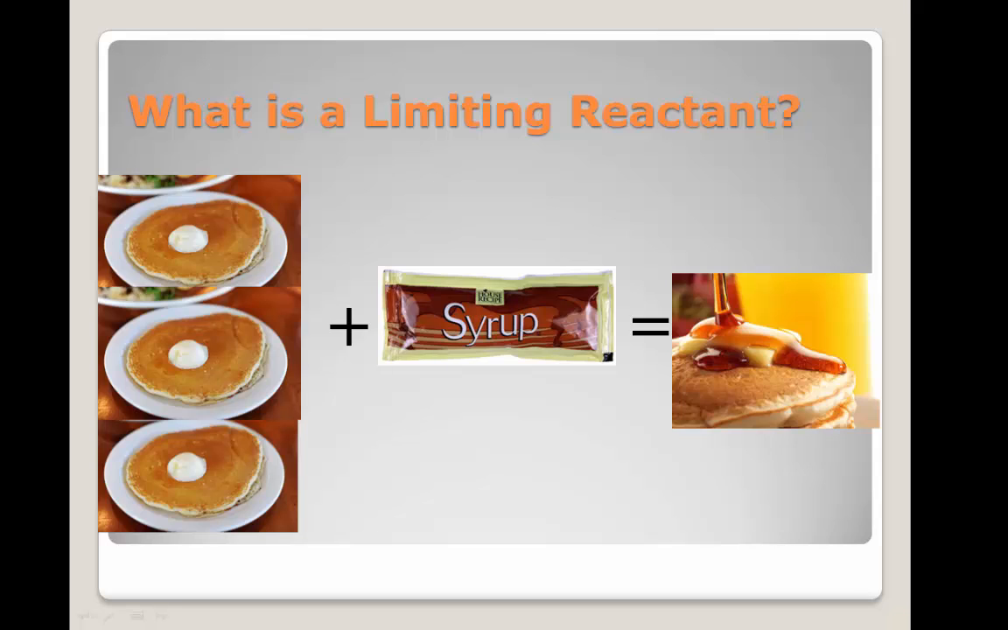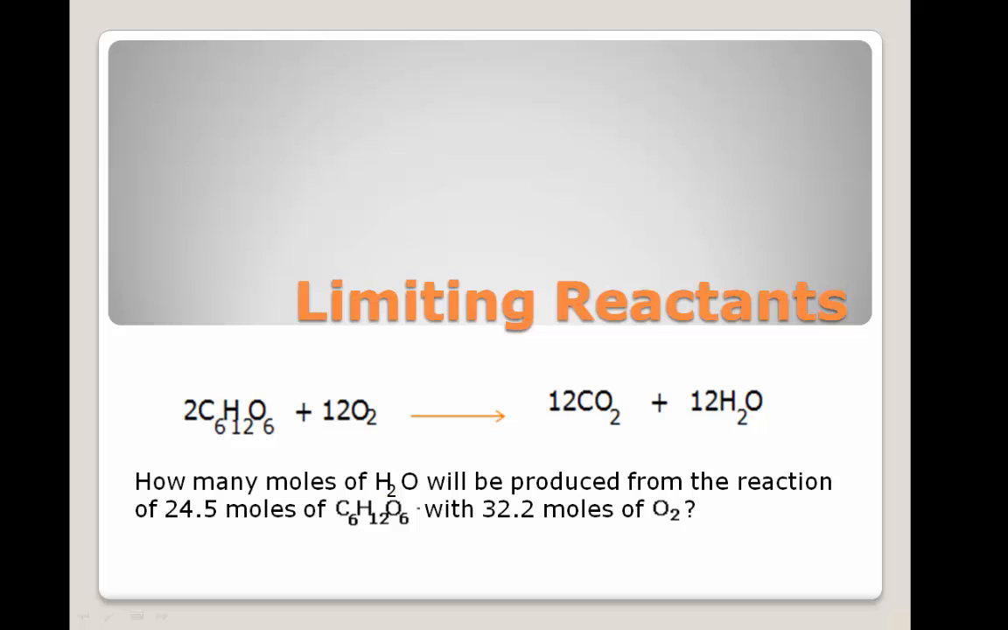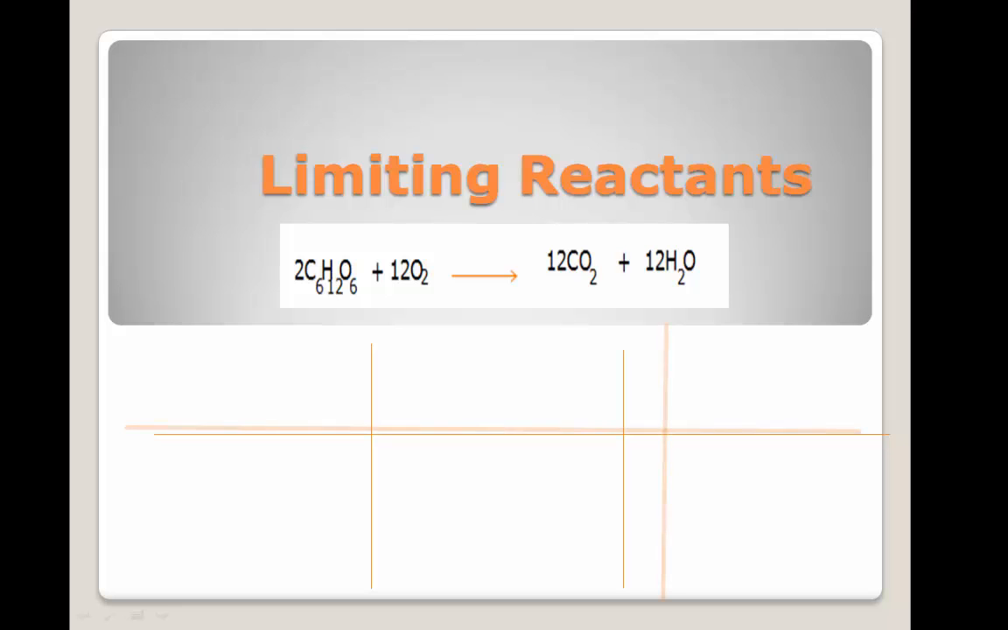An example would be Jane Doe made 3 pancakes, but only had 1 syrup packet. She would only be able to eat 1 pancake because she would need 2 other syrup packets to be able to eat the other 2 pancakes. So the limiting reactant is the syrup packet. A limiting reactant question using a balanced cellular respiration chemical equation would be: how many moles of water will be produced from the reaction of 24.5 moles of glucose with 32.2 moles of oxygen?